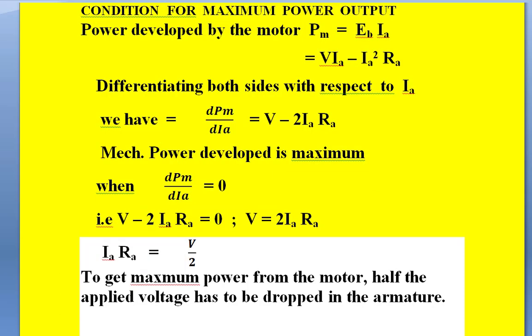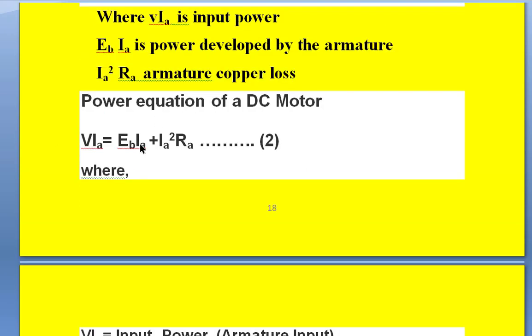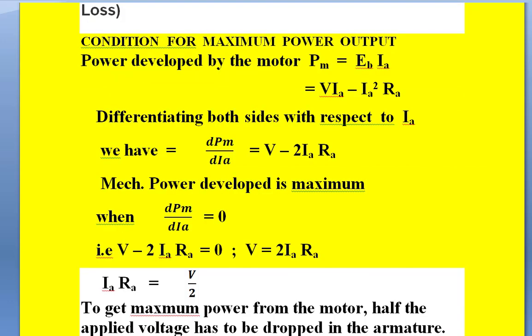Suppose we want to know the condition for maximum power developed in the DC motor. For this, we write the mechanical power developed by the motor, which is equal to EB into Ia, and we know the power equation. From that we can write EB Ia is equal to V Ia minus Ia square RA. Once this is written, differentiate on both sides with respect to the armature current.